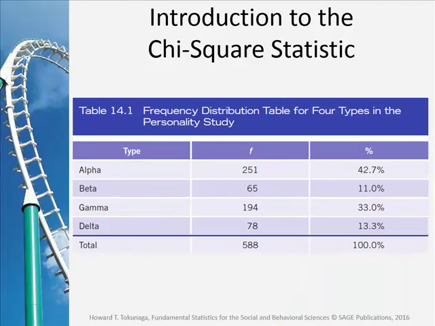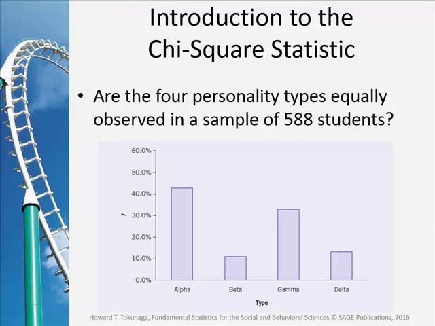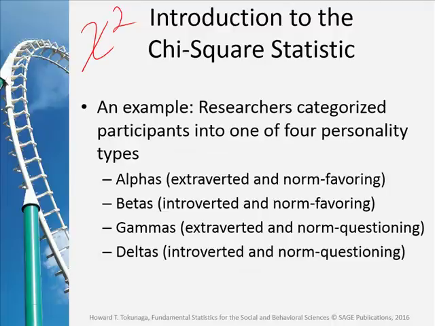How does this work? Mathematically, how does it work? Well, let's start with this example. Let's say you have a group of people and you're going to classify them according to a personality type: alphas, betas, gammas, and deltas.